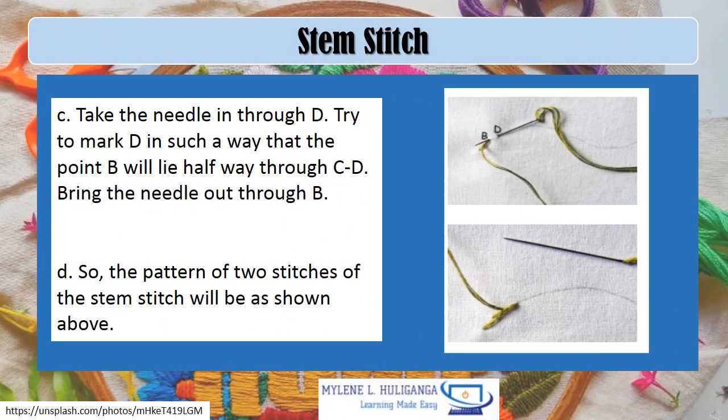Then take the needle in through D. Try to mark D in such a way that the point B will lie halfway through CD. Bring the needle out through B. So the pattern of 2 stitches of stem stitch will be as shown in the picture.